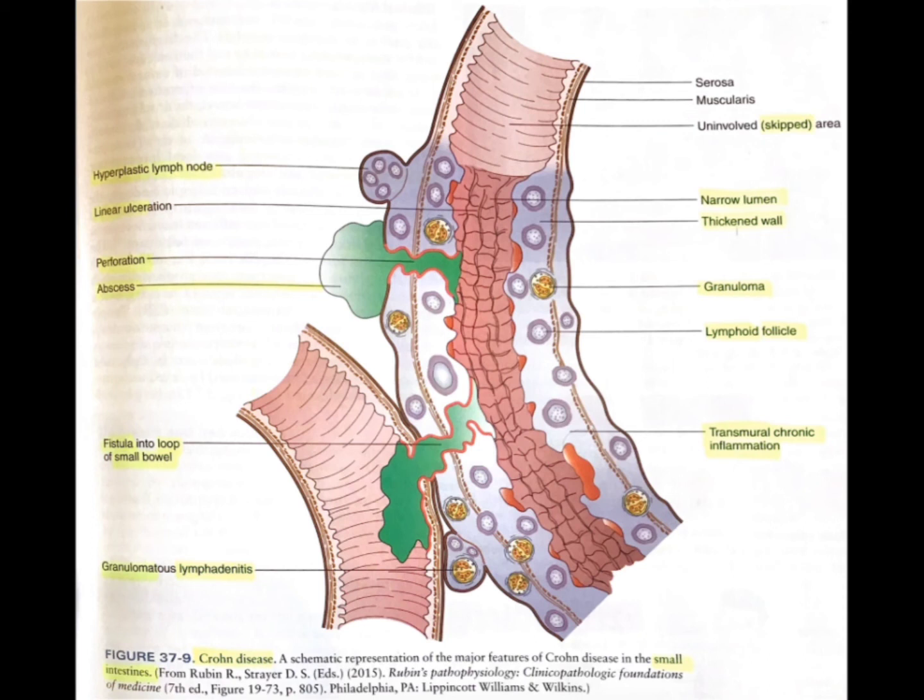On the bottom of the left side is a granulomatous lymphadenitis. This is a collection of immune cells with inflammation and swelling of the lymph node. Going down the right side, there is a skip lesion at the top. This is a region of non-inflamed tissue between regions of inflammation. The lumen, or open space inside the intestine, has been narrowed because the wall has thickened. This is due to chronic inflammation, which is presented at the bottom of the figure.